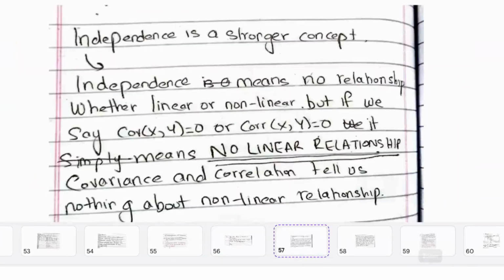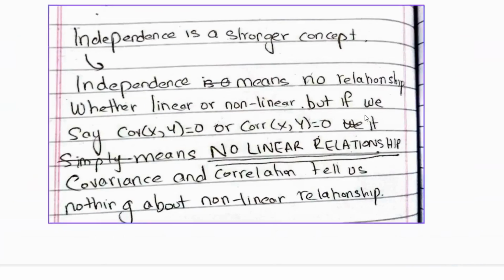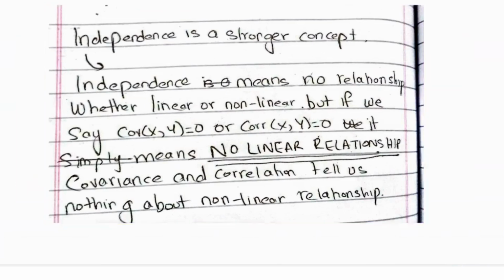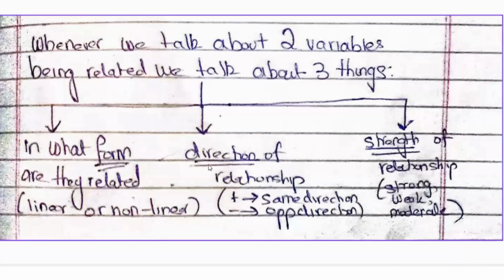This is because independence is a stronger concept than covariance or correlation. When we say two random variables are independent, what we're saying is there's no relationship between them, whether it's a linear or a non-linear relationship. Remember, if we go back a little, when we talk about the relationship between two variables, we talk about in what form they are related. This could be linear or non-linear.